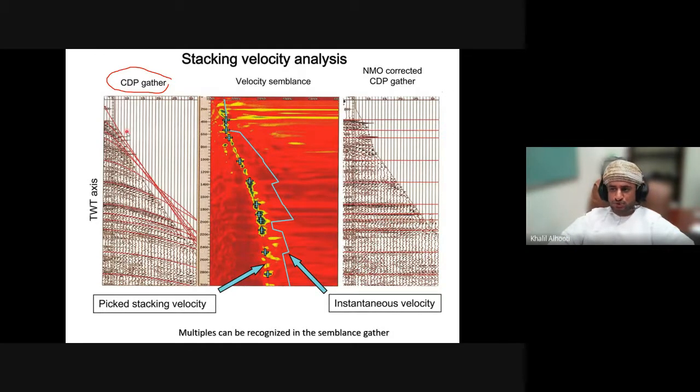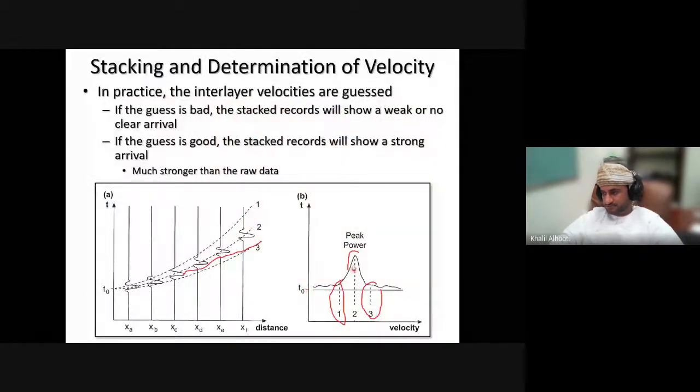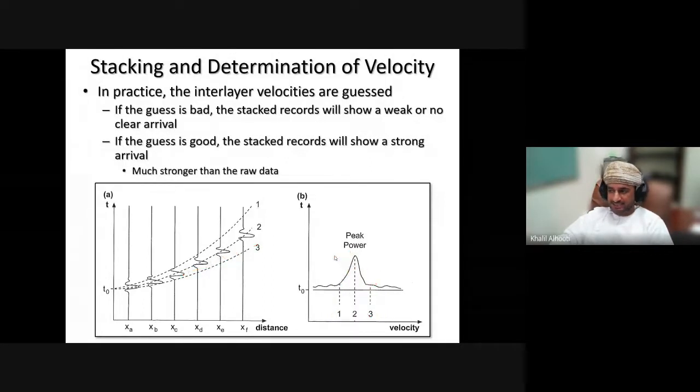So when I choose, for example, at least in this case, they started from 1,000 up until 6,000. The starting velocity they start testing from is 1,000. The final velocity is 6,000. They are testing many velocities, and they are generating lines similar to what you see here. These are what we call semblance analysis.